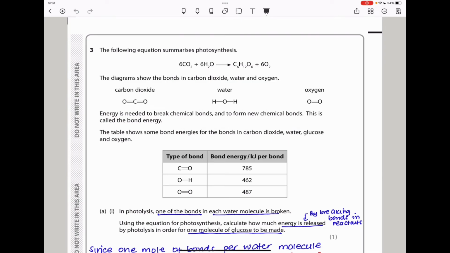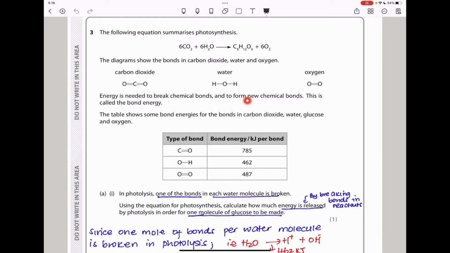Question 3, the following equation summarizes photosynthesis. So there are 6 carbon dioxide molecules, 6 water molecules, giving us glucose and 6 oxygen molecules. They say the diagram shows the bonds in carbon dioxide, water, and oxygen. So we can see them here. And then they ask, energy is needed to break the chemical bonds and to form new chemical bonds. This is called the bond energy. The table shows some bond energies for the bonds in carbon dioxide, water, and glucose as well as oxygen.